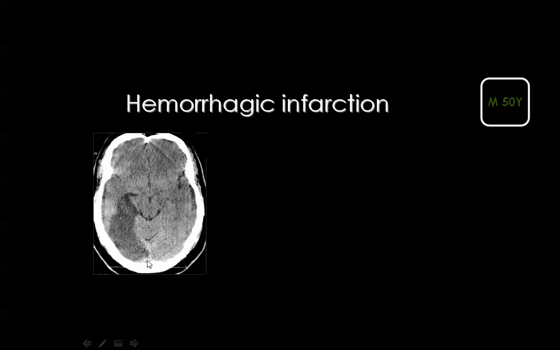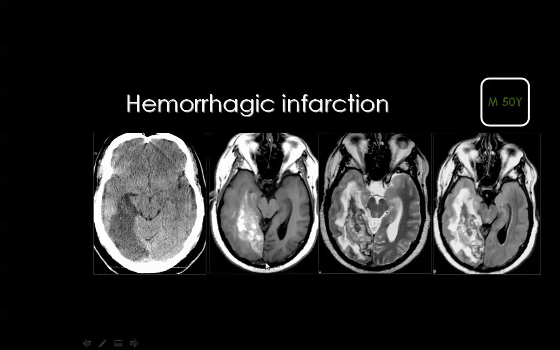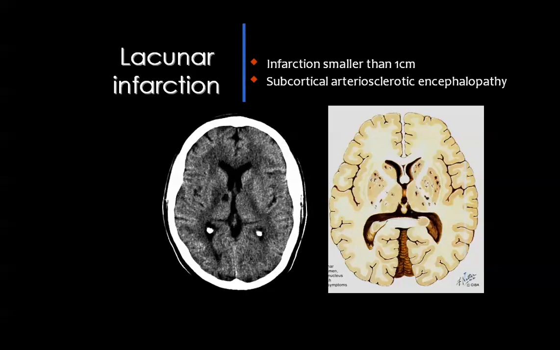You cannot know whether it is hemorrhagic or not, but if you look to the MR images, you see the brightness in the T1, the dark signal in the T2, indicative of early subacute blood, which is intracellular methemoglobin. This is an infarction in the vascular territory of the posterior cerebral artery on the right side.